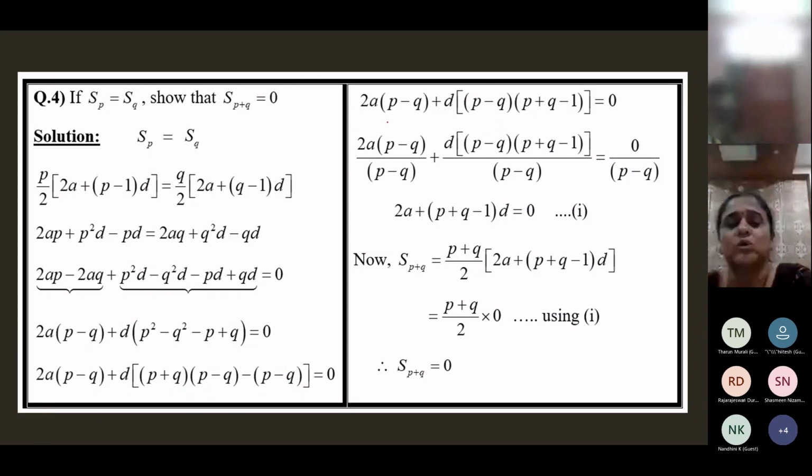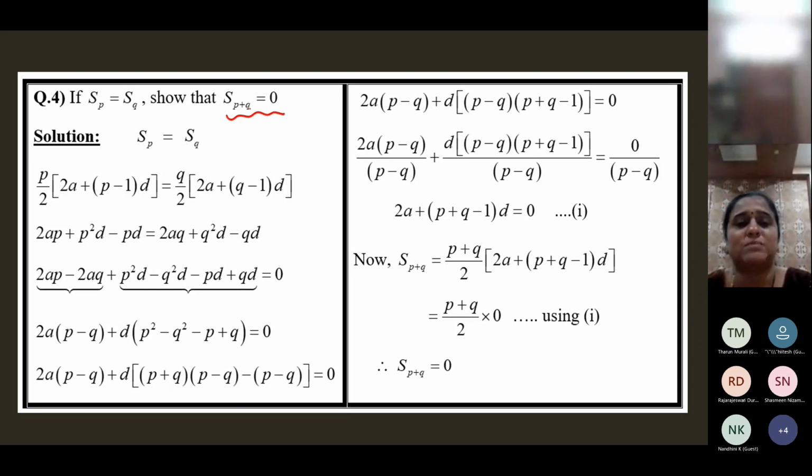Now, after this, you can see that this term has p minus q. This term also has p minus q. So divide by p minus q throughout. p minus q cancels. So we have 2a plus p plus q minus 1 into d is equal to 0. 0 by p minus q is 0. So have that result. Nothing more you can do with that. Now you have to show that the sum of the first p plus q terms is 0.